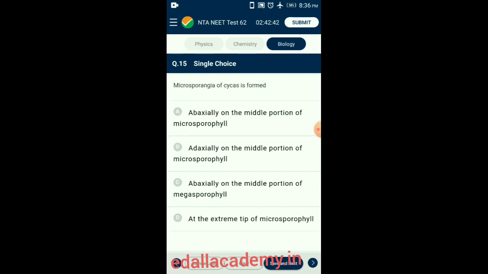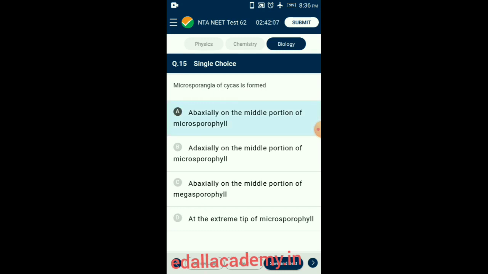Question number 15. Microsporangia of Cycas are formed abaxially on the middle portion of the microsporophyll. The microsporophyll of Cycas bears several hundred microsporangia, otherwise called pollen sacs, on its abaxial surface as clusters of 3 to 6 called sori. A mature microsporangium encloses a large number of haploid microspores. So the answer is option A.